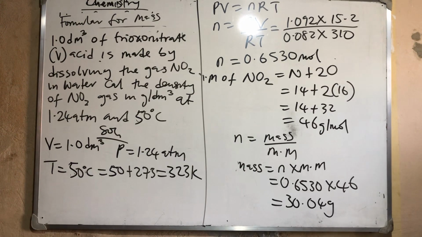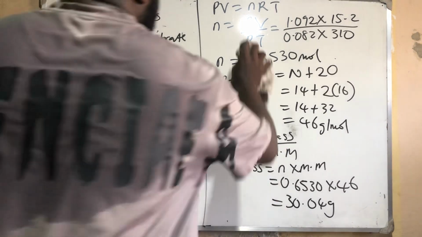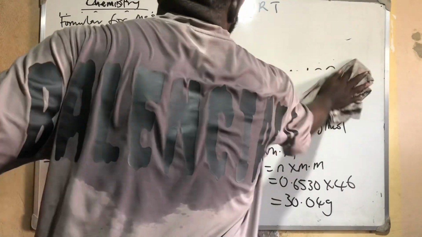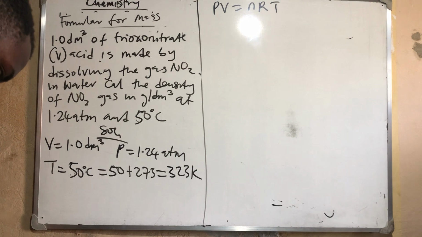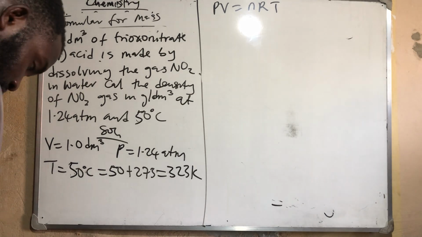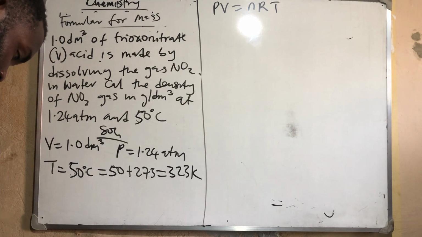Did they give us another thing? They did not give us another thing, but we know our normal formula. Did they give us the number of moles? They did not give us the number of moles. The number of moles is not given.